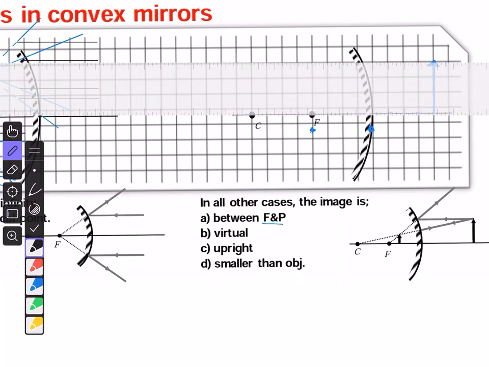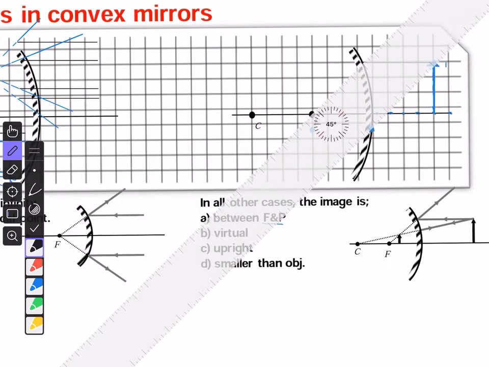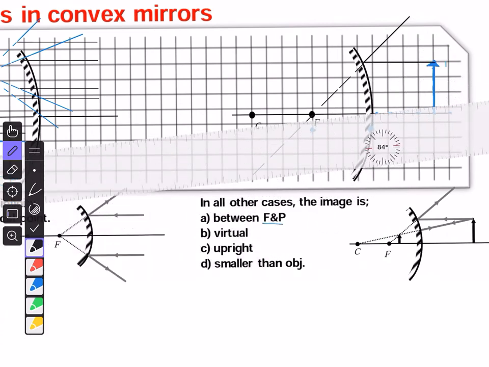When you send the light straight to the mirror, it must hit the surface of the mirror, and it must be reflected back away from the mirror, and the imaginary line must go through the focal point. Look, it goes away, but the imaginary line must go through the focal point, guys. The imaginary line must go through the focal point. As you see, it goes through the focal point. That is for the first one.